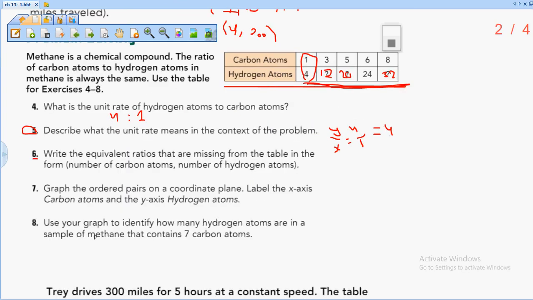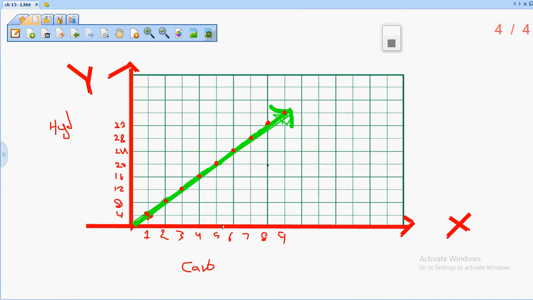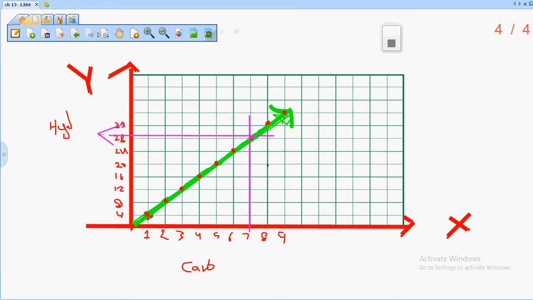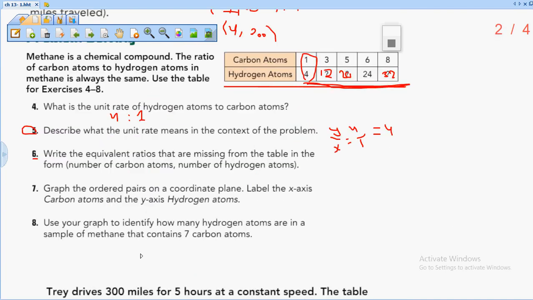Now let's continue. Use the graph to identify how many hydrogen atoms are in a sample of methane that contains 7 carbon atoms. We can go back to our graph and connect between 7 carbon atoms and the line. The point must be on the line. So when I connect between the x-axis and y-axis, the answer becomes 28. So my answer is 28 hydrogen atoms.